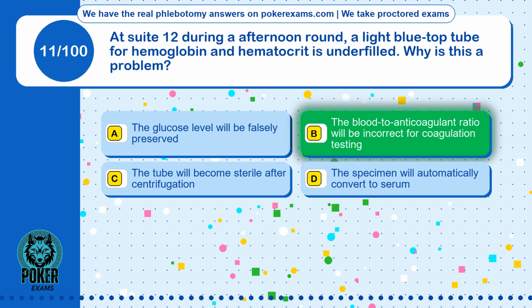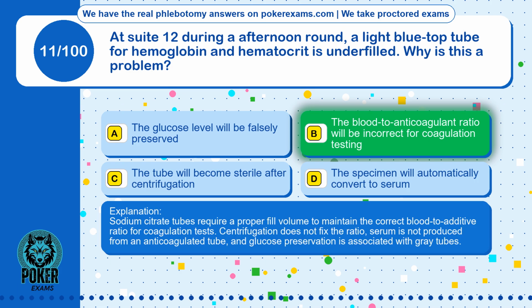The correct answer is option B. The blood to anticoagulant ratio will be incorrect for coagulation testing. Sodium citrate tubes require a proper fill volume to maintain the correct blood-to-additive ratio for coagulation tests. Centrifugation does not fix the ratio, serum is not produced from an anticoagulated tube, and glucose preservation is associated with gray tubes.